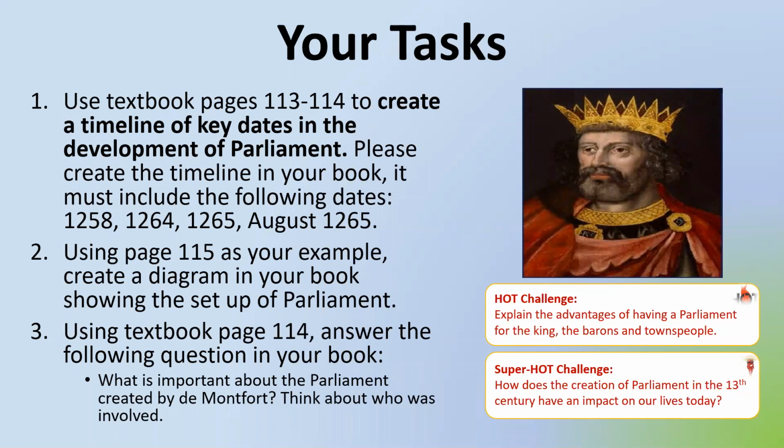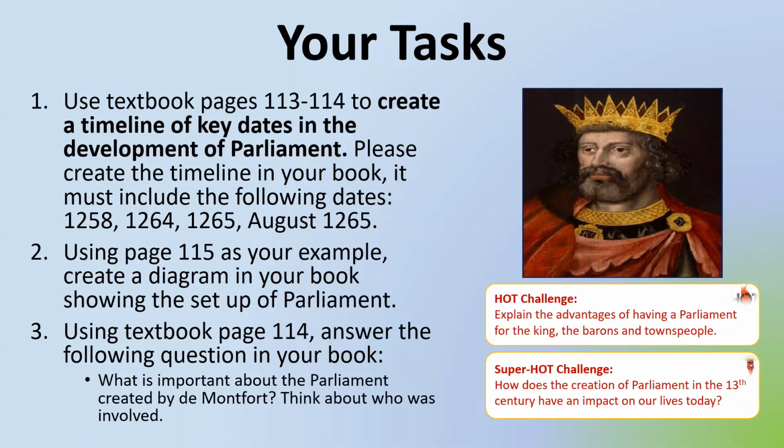So for your last task, what I would like for you to do is use the textbook pages found on folder 113 to 114 to create a timeline of key dates in the development of Parliament. So I have given you 4 dates that need to be included on your timeline. For example, 1258 is the year that King Henry III had to sign the Provisions of Oxford. So tell me a little bit about what that was and when that happened. Same with what happened in 1264, 1265, and finally in August of 1265. So create a timeline in your book, on a loose leaf sheet of paper, on Word, the computer, however, but it needs to include those 4 dates and what happened in those dates.